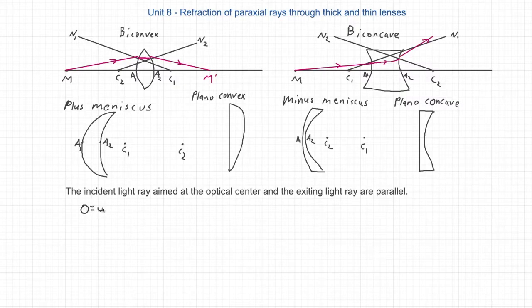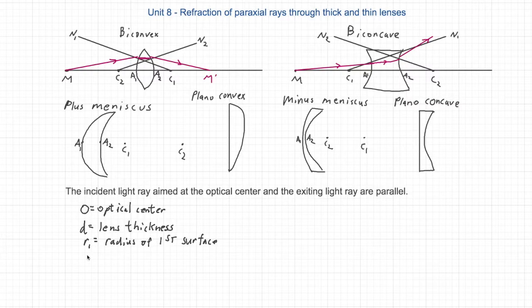Now, the incident light ray that's aimed at the optical center of a thick lens and the exiting light ray from that thick lens are parallel. If you aim the incident light ray at the optical center of a thin lens, it is undeviated. Now we'll let O equal the optical center, we'll let D equal the lens thickness, R1 equals the radius of curvature of the first surface, R2 equals the radius of curvature of the second surface, and we'll label the vertex of the first surface A sub 1.